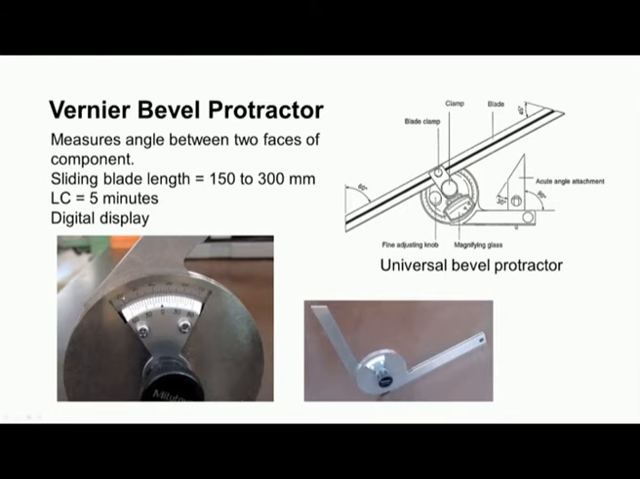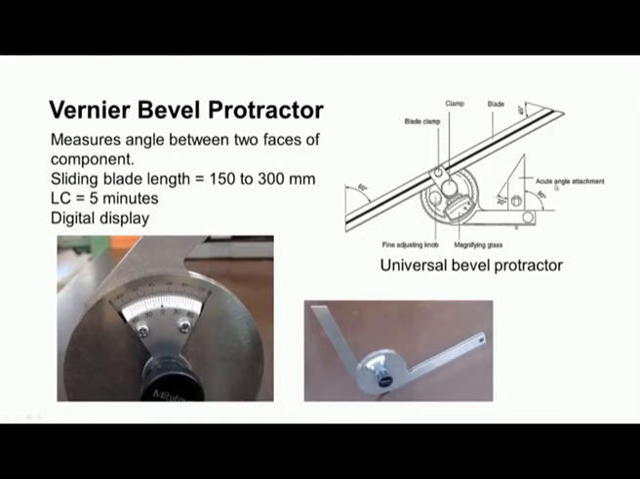Here it is the mechanical display, the scale is there. There are bevel protractors with digital display also. Now, you can see there are some attachments to the basic bevel protractor.